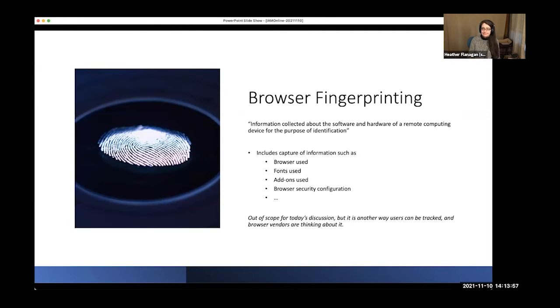Browser fingerprinting. So this is the ability to track based on asking what browser is being used, what fonts are being used, what add-ons are being used, what security configuration is being used. And there's been some really interesting academic studies about, well, how close does that get you to knowing whether it's the same person over and over again as they travel across the web? And the answer is pretty darn close. Unexpectedly close, I would say. I never really thought about just how unique everyone's browser setup is, but there you go. It is a thing.